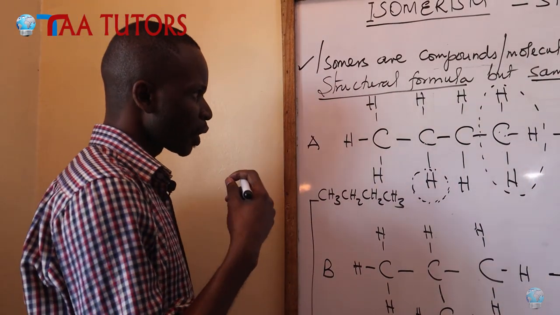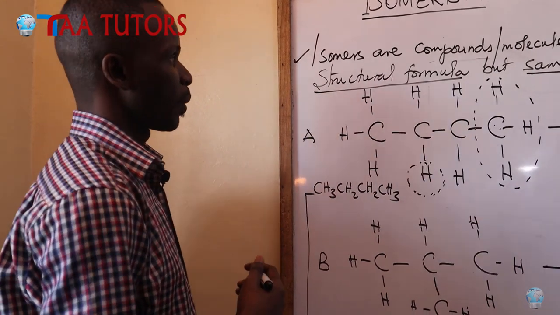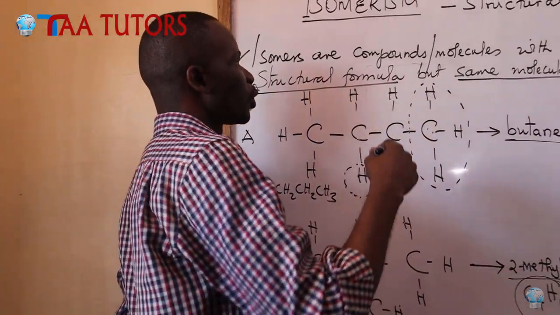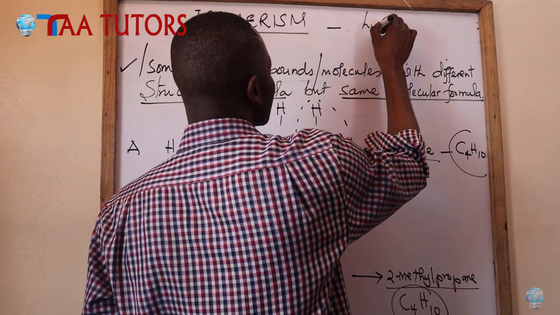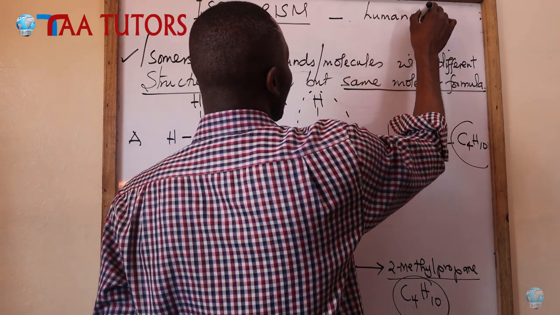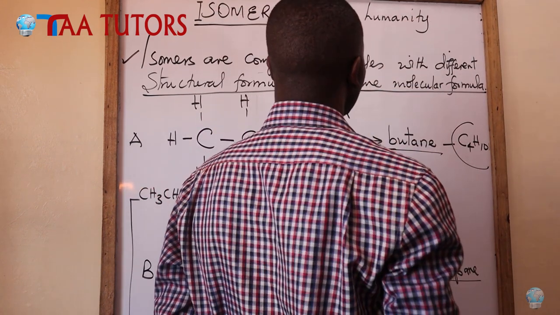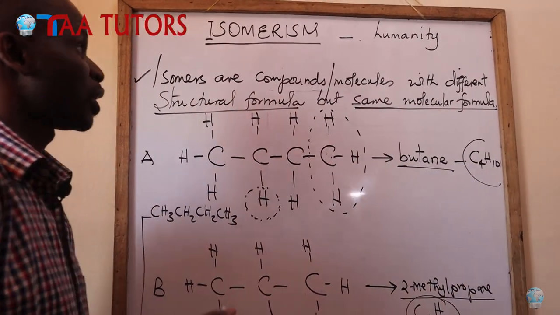Now, what is isomerism, therefore? I want us to go to what we call human beings and humanity. Humanity can't be human beings, but human beings must possess some humanity.